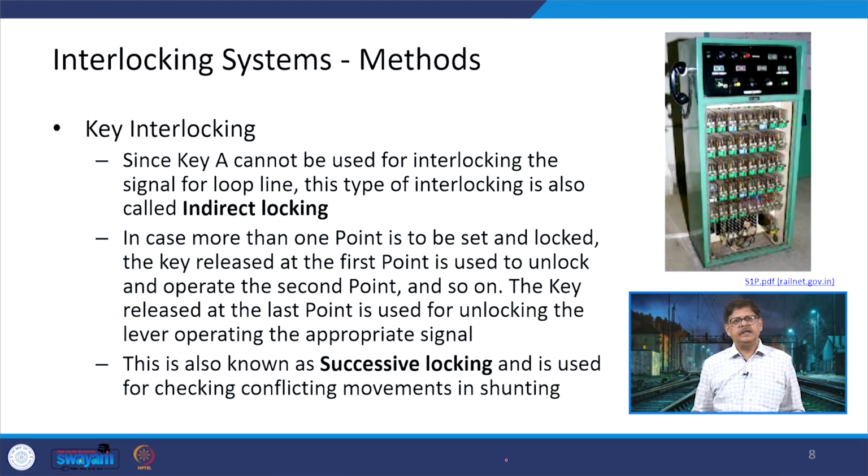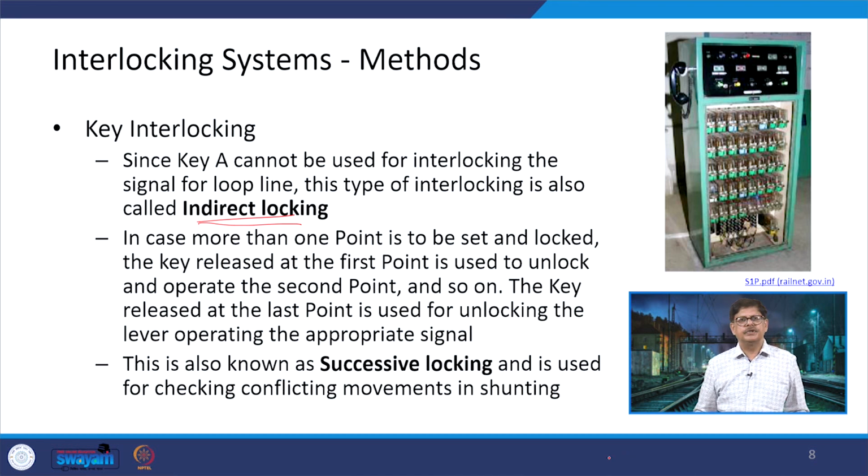Now since key A cannot be used for interlocking the signal for the loop line, this type of interlocking is also known as indirect locking. That means you have indirectly locked the loop line. Now the loop line cannot be taken into consideration, and trains cannot move on that particular loop line.